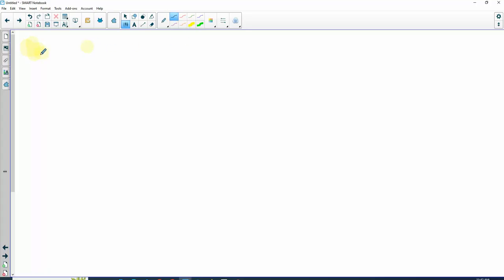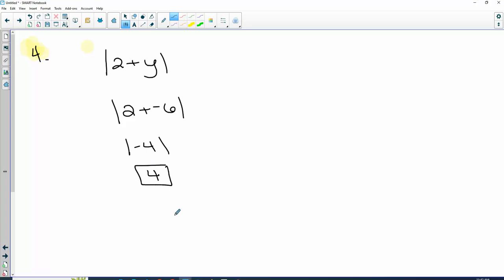Okay, number 4. What do those vertical bars mean? Absolute value. That makes everything positive. It tells me y is negative 6. So if we add like terms, 2 plus negative 6 is negative 4. Absolute value of negative 4 just makes it positive, and we get 4.